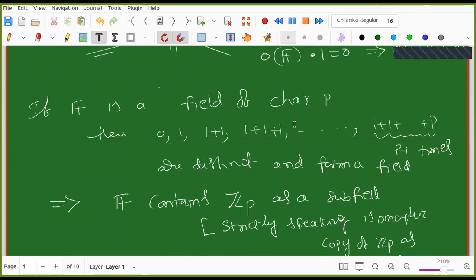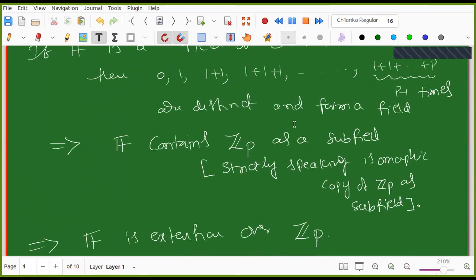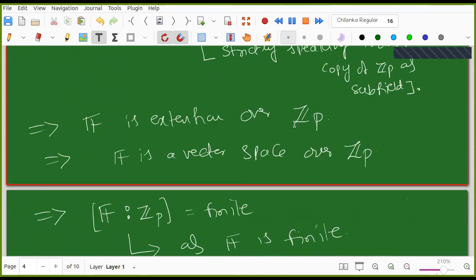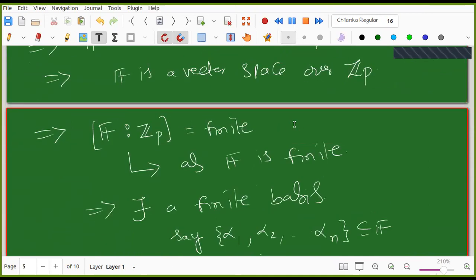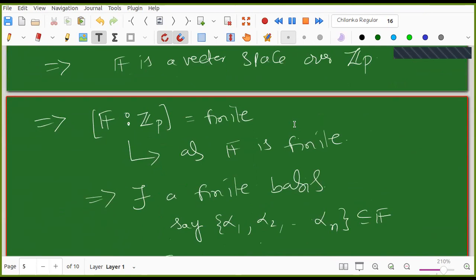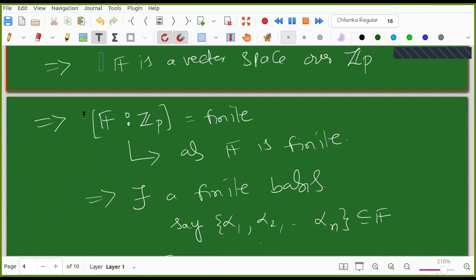And then once we have that, every finite field contains a subfield isomorphic to Z_p. Then F is an extension over Z_p. Then F is a vector space over Z_p, right? Then once it is a vector space over Z_p, it has a finite basis, right? So it has a finite basis, which we are calling alpha 1, alpha 2, up to alpha n, right?